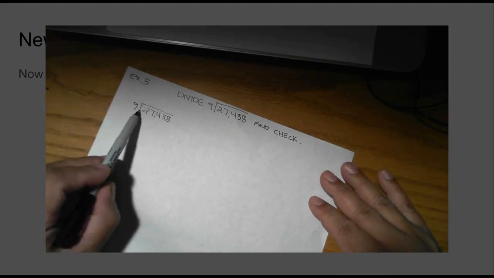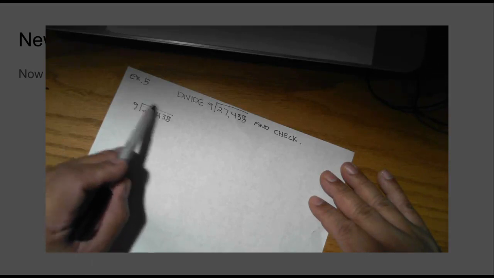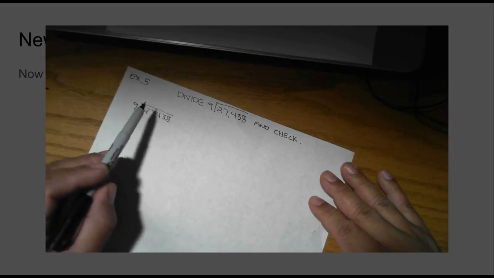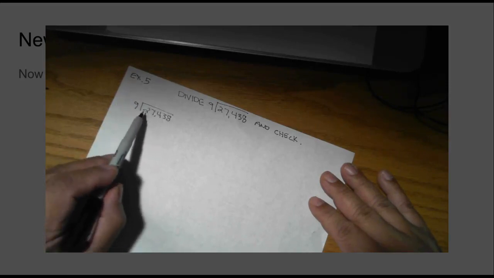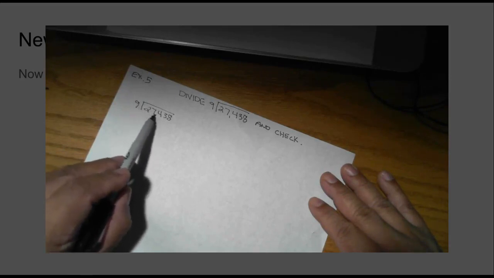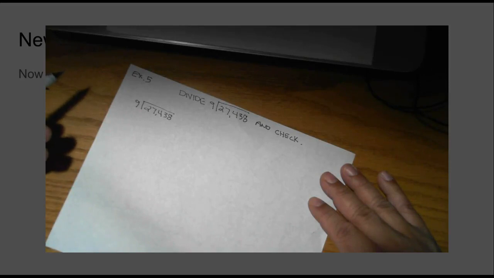Okay, let's get started. So here, 2 divided by 9. Well, that's not going to work, right? And normally we would put a 0, but we don't put the zeros in front, right? We're dealing with whole numbers. We're not dealing with fractions or decimals or things like that. So 2 divided by 9 doesn't work, so now we have to go 27. Okay, so let's go ahead and work that out.